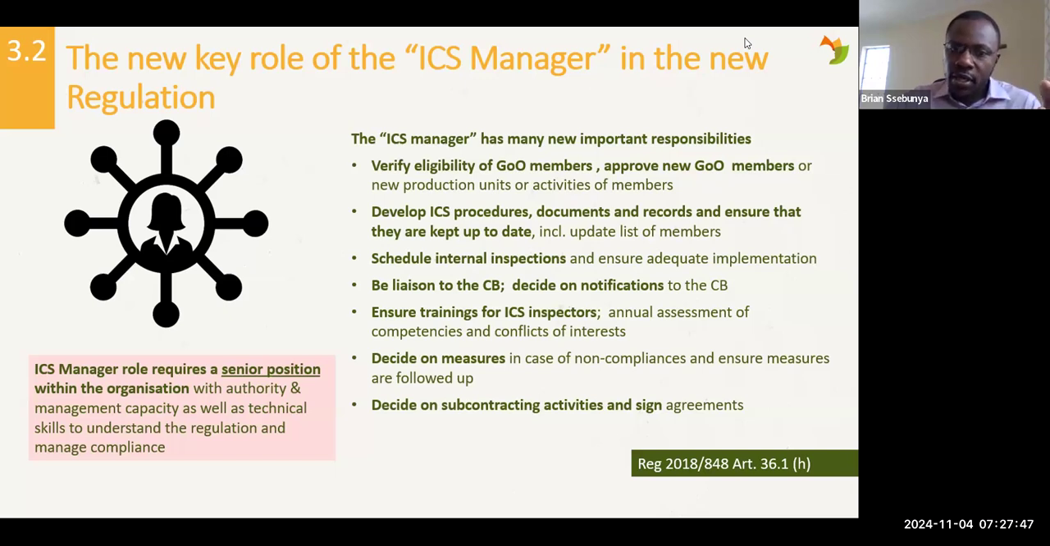That's the ICS manager. Who does that? The ICS manager is the liaison to the certification body, meaning any communication between the group of operators and the CB is done by the ICS manager, who brings information from the CB and then shares it among the members: when to schedule, when to be inspected, all those. It's really the point of contact. That's what we mean by liaison. It's the go-to person when you want to talk about that group of operators.